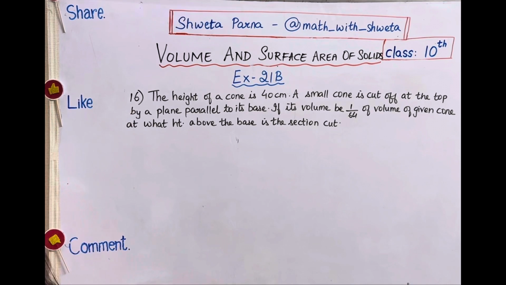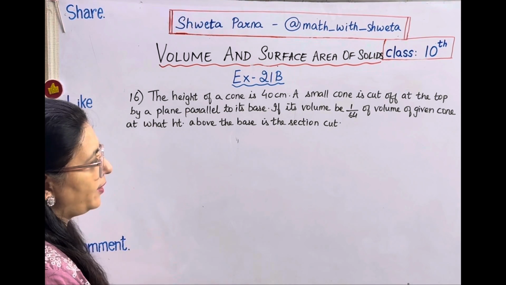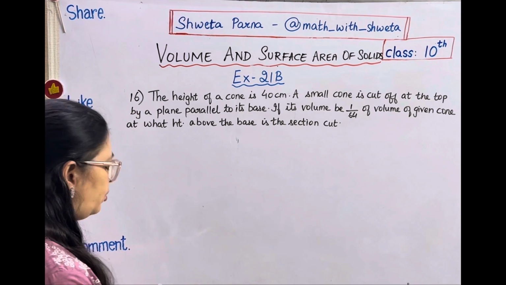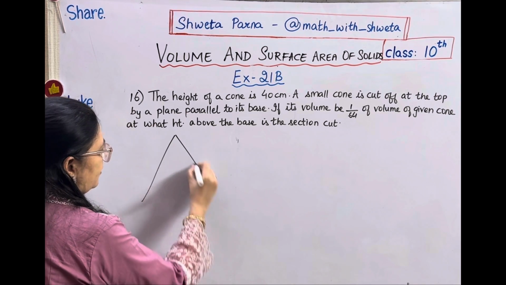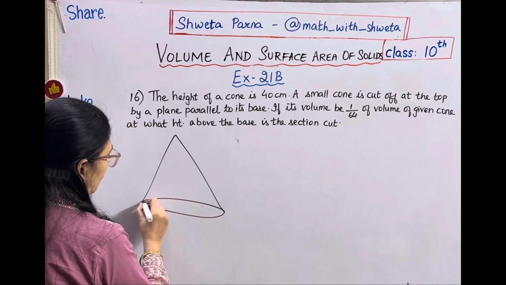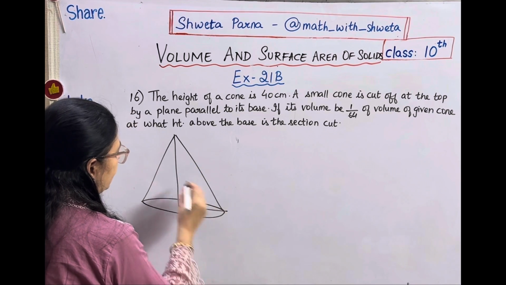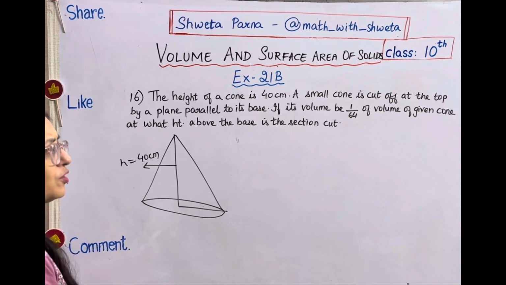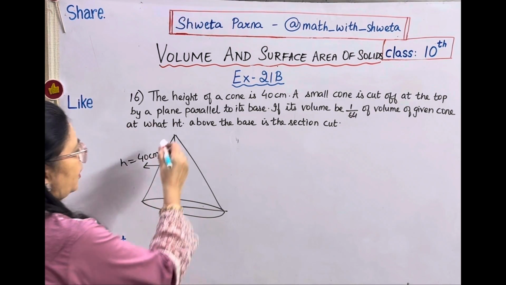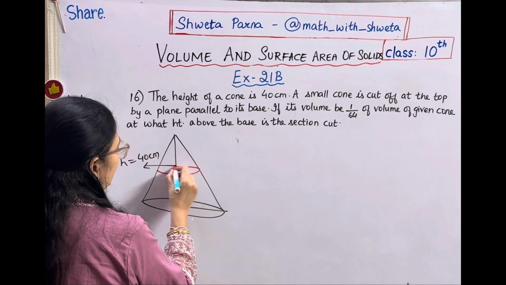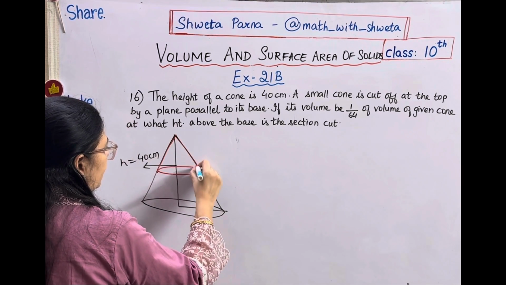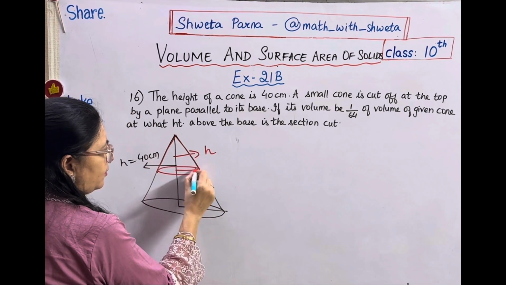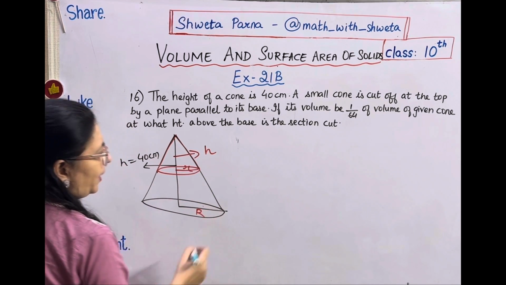Let's go to question number 16, children. The height of a cone is 40 centimeter. A small cone is cut off at the top by a plane parallel to its base. So say this is a cone. The height is given as 40 centimeter. A small cone is cut off at the top. Say this is a small cone which I have cut. And we don't know the height, so let the height be h. Let this radius be r and let this radius be capital R.